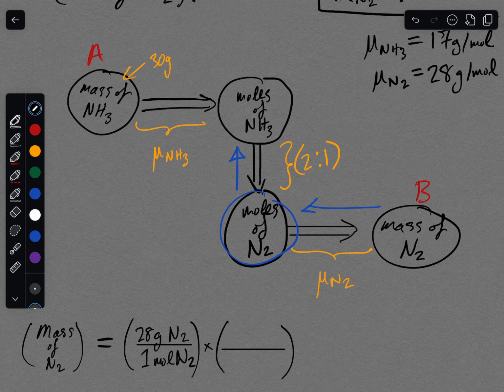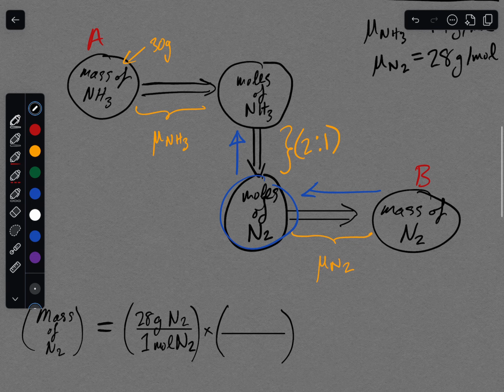Now, how do I know which one goes where? Well, I want to be able to cross cancel these moles of N2 with moles of N2 there. So that must mean that I need to put my moles of N2 on top there, and then my moles of NH3 on bottom, like that. So you see how they're lined up here, and they'll cancel out.